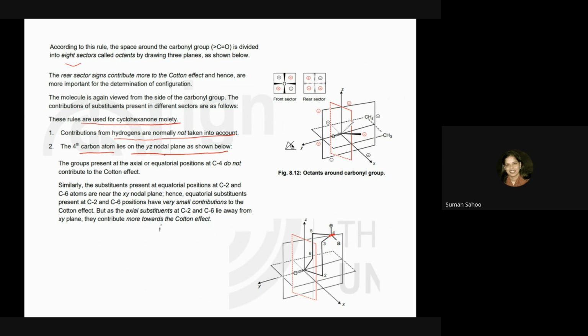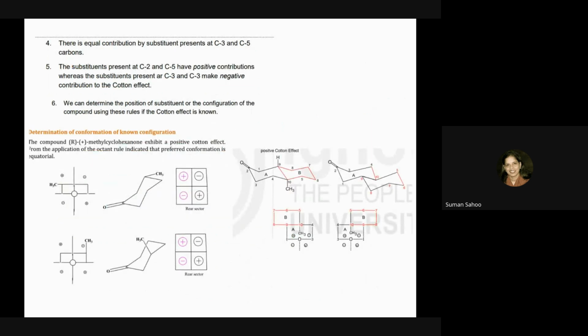The substituents present at equatorial positions at C2 and C6 are near the XY nodal plane. Hence, equatorial substituents at C2 and C6 positions make very small contributions. But axial positions have a strong contribution towards your Cotton effect. For example, (+)-3-methylcyclohexanone is known to exhibit a positive Cotton effect. Among these, this one would be the actual preferred conformation of methylcyclohexanone, and it gives you a positive Cotton effect.